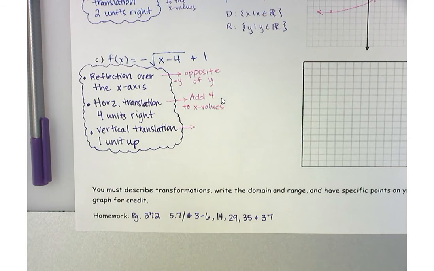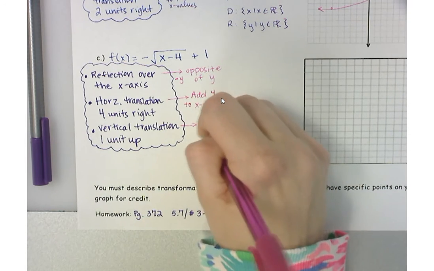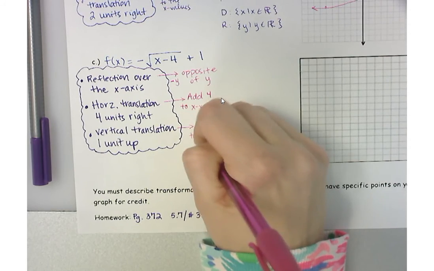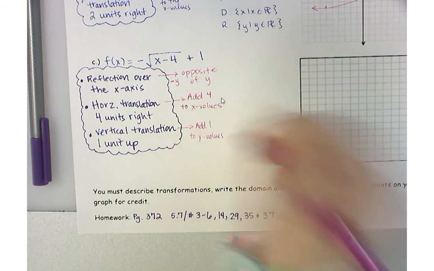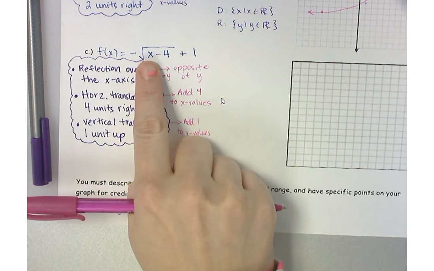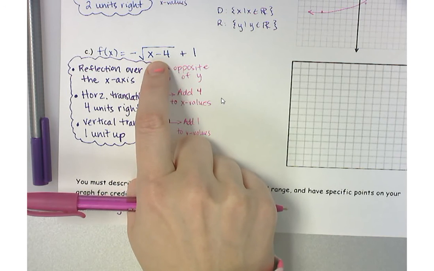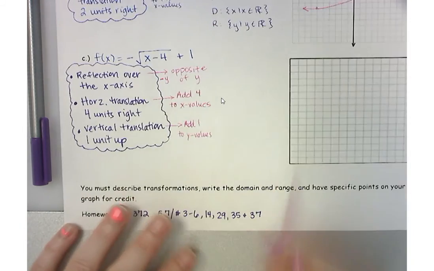All right, so if you plug in 4, 4 minus 4 is 0. The square root of 0 is 0. The opposite of 0 is 0. 0 plus 1 is going to be 1. Because you're doing 0 plus 1. If you use the parent function, I'm going to go over how you could do that too. But I plugged in 4 because I knew that would be a perfect square underneath the radical.